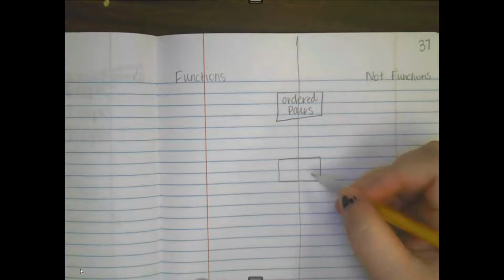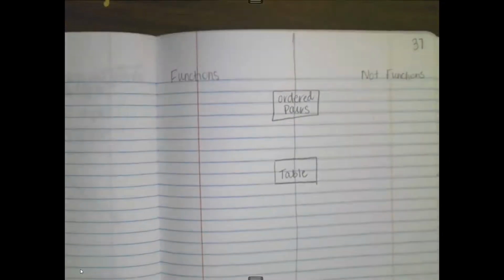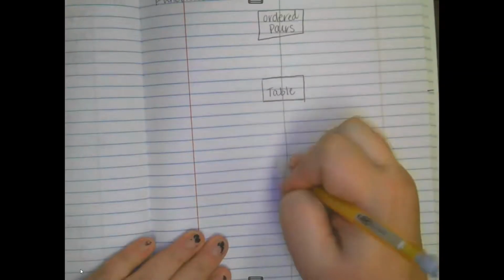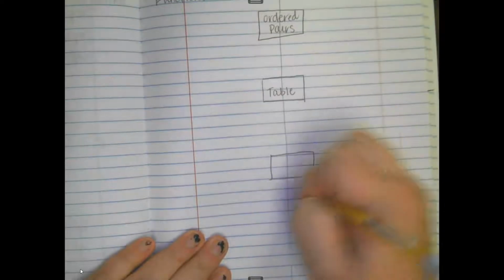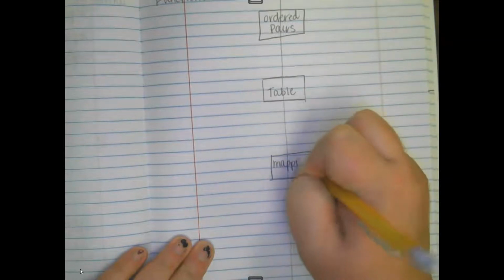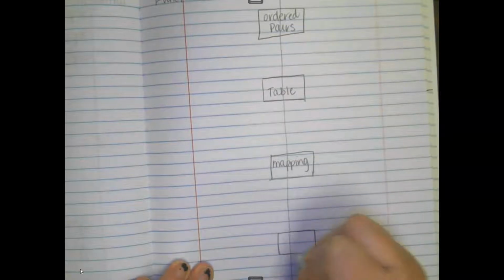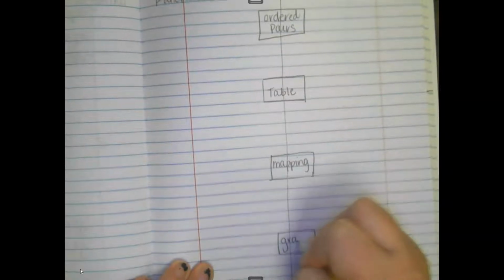Then a little bit further down, put the word table. And then a little bit further down, put mapping. And then the last one is going to be a graph. And I'm actually going to be using a pre-made foldable for in class. So we're going to be looking today at the table one and the graph one. So we're going to skip the ordered pairs, and you're going to need to leave room for those two right there.